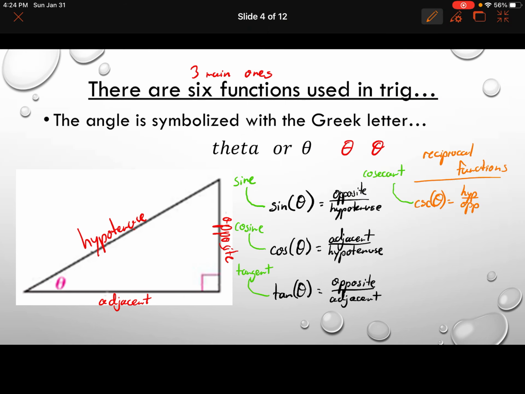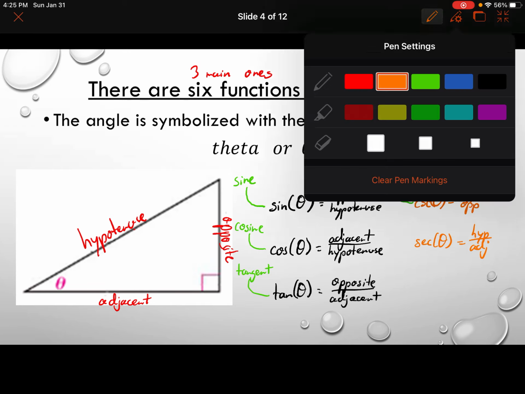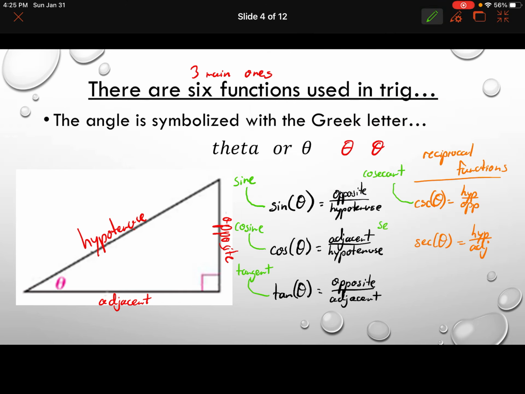So the next one would be secant, and that would be the reciprocal of cosine. So hypotenuse over adjacent this time, because cosine is adjacent over hypotenuse, so secant would be hypotenuse over adjacent. That's how you would read it, secant.